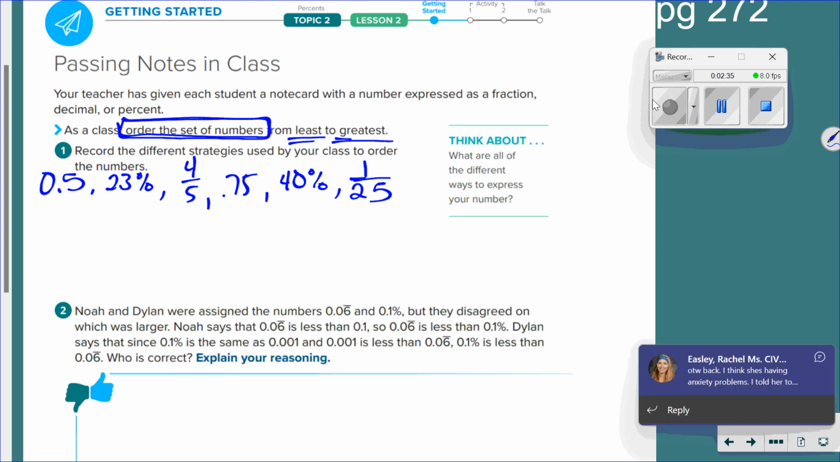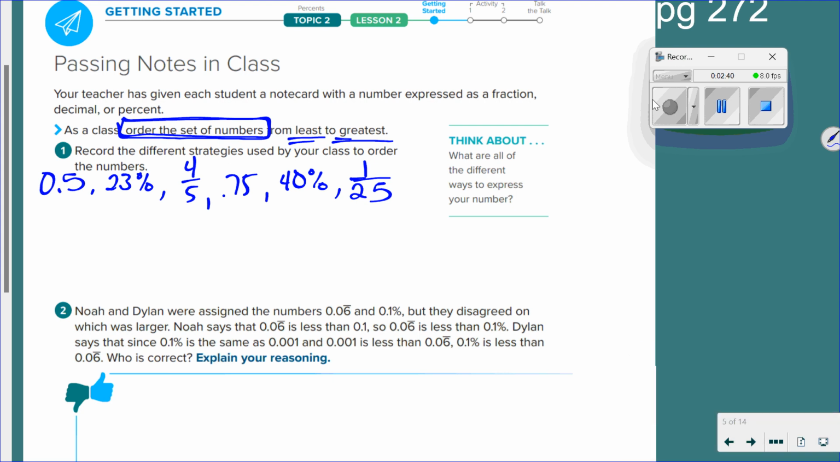Who can tell me their strategy for putting these in order? She turned them all into fractions. Did anybody do it differently? Turn them all into percents. Or turn them all into decimals. You can't just look at them and tell. You have to convert them into the same format. They need to either all be decimals, all be percents, or all be fractions in order to accurately compare them. So that's the first thing we need to do.